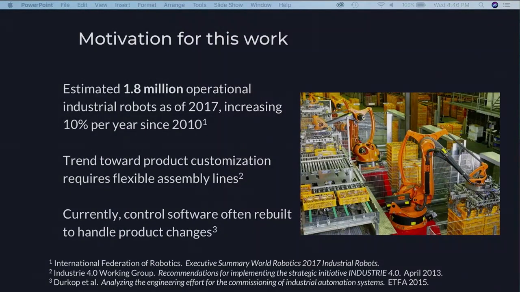According to the International Federation of Robotics, there are an estimated 1.8 million operational industrial robots as of last year, and this number is still rapidly increasing. Simultaneously, there's a recent trend toward product customization, which means that assembly lines must be flexible in order to maintain profitability with small batch sizes. However, it is currently the case that control software for automation is rebuilt to some extent to handle product changes. We would like to reduce the amount of engineering effort that is required to produce controllers for robotic assembly tasks.